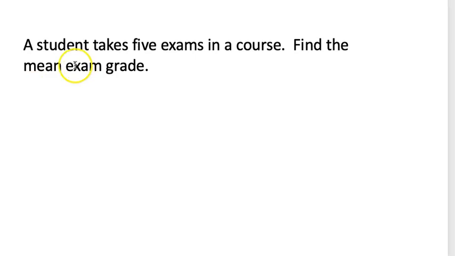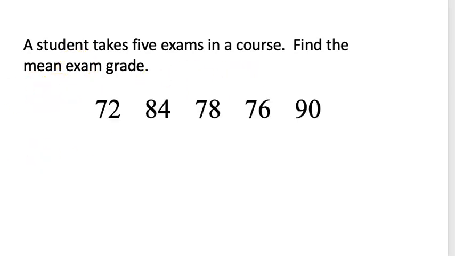So for a quick review, if a student takes 5 exams in a course, we want to find the mean exam grade. So 72, 84, 78, 76, and 90. How do you find the average? Add them all up. So our notation is the mean is the sum of those x values divided by n. What is our n? 1, 2, 3, 4, 5.